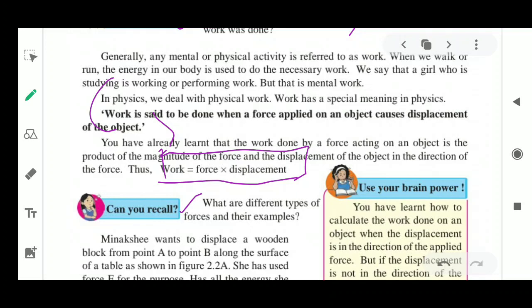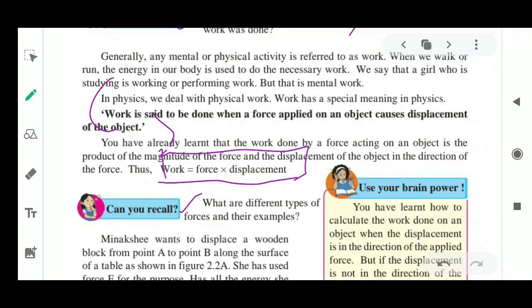Gravitational force: when we throw any object in an upward direction, it comes down. Electrostatic force: comb and hair. If you move your comb in dry hair and then keep this comb towards pieces of paper, the pieces of paper are attracted towards the comb because of electrostatic force. So there are many types of force: electrostatic force, frictional force.